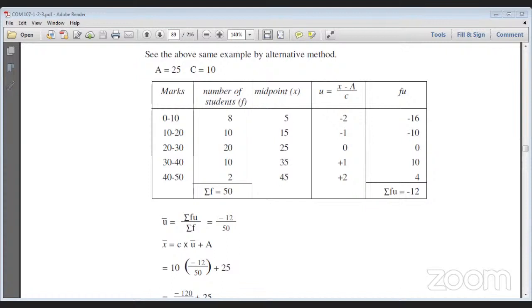Now, how to locate the median graphically? The answer is given on page number 13 here. Median is approximately 23. Here X and Y, these are two lines. On the X line, you will find 0, 10, 20, 30, 40, 50. And on the Y line, 10, 20, then 30, 40, 60, and 80.